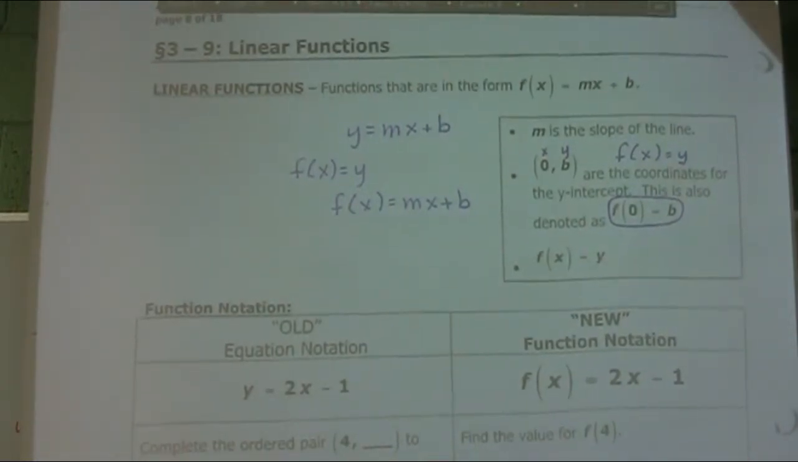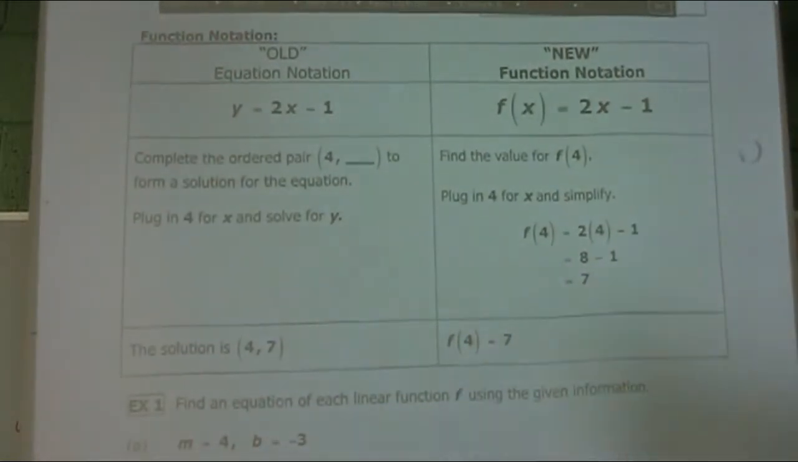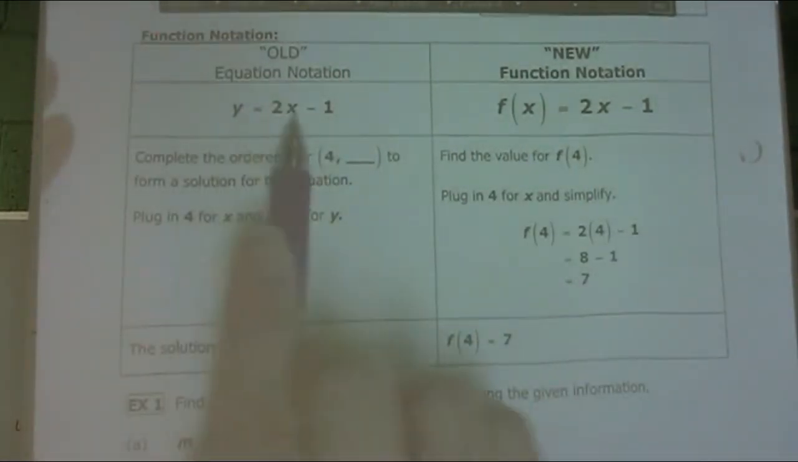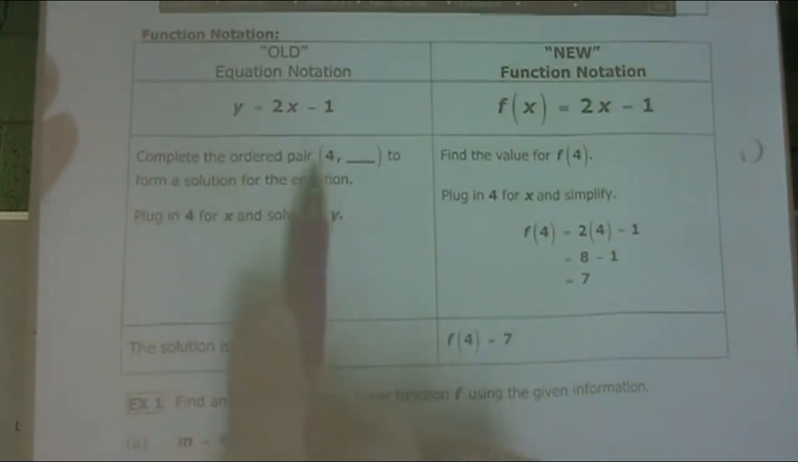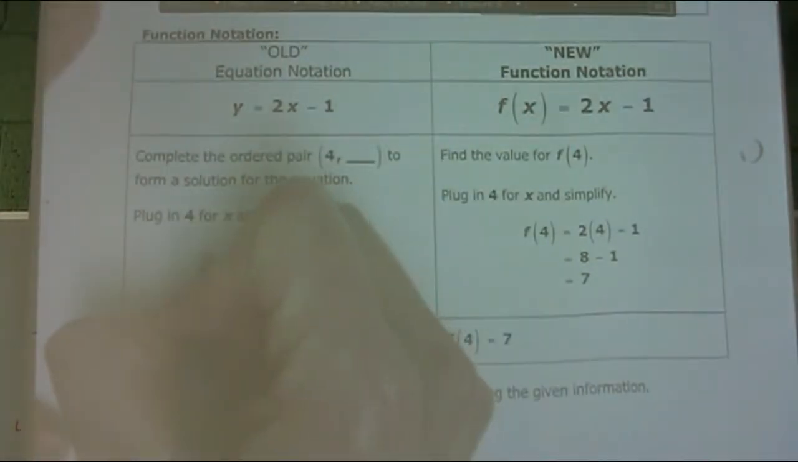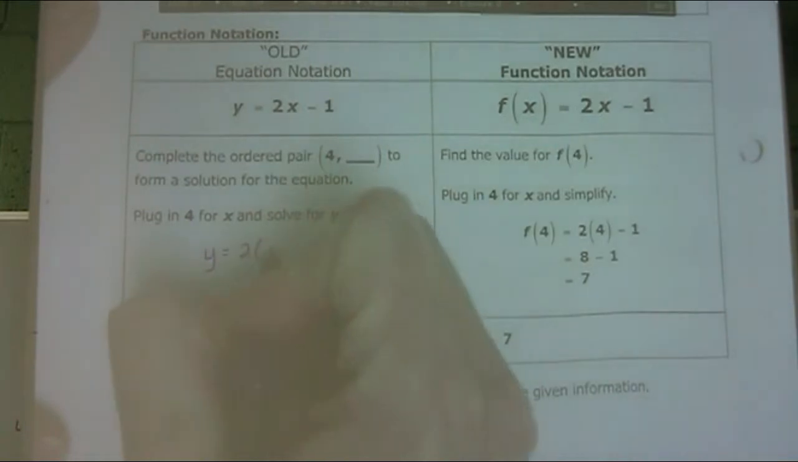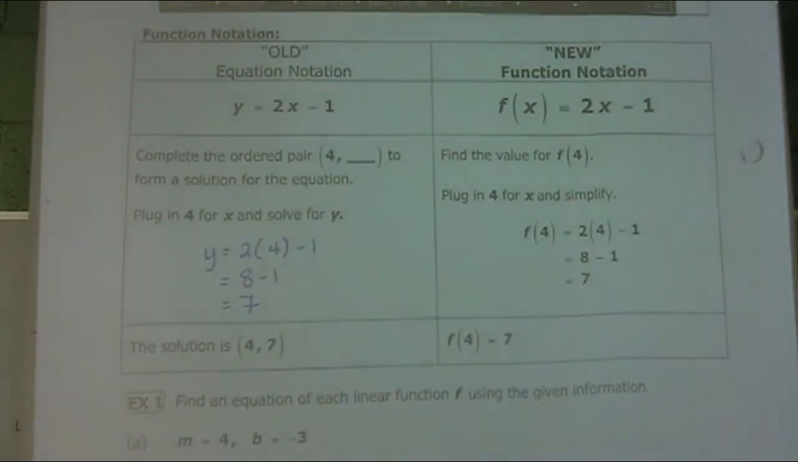So let's go to the bottom of the page where we have a comparison of how we learned how to do this before with y and what we're going to do now with f of x. Before we had y equals 2x minus 1. If we wanted to complete the ordered pair (4, blank) to form a solution for the equation, we would plug in 4 for x and solve for y. So we would have y equals 2 times 4, minus 1, which is 8 minus 1, which is 7. And that would complete our ordered pair to be the point (4, 7).